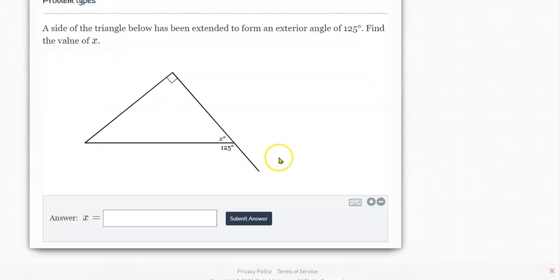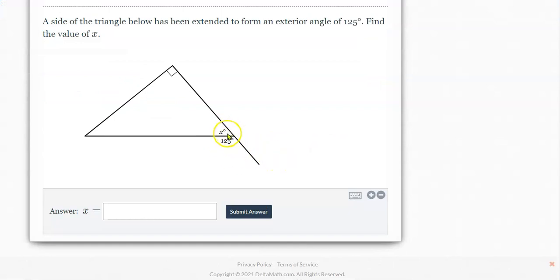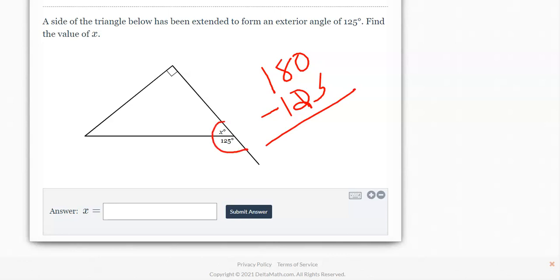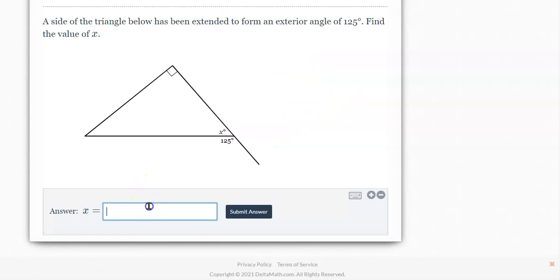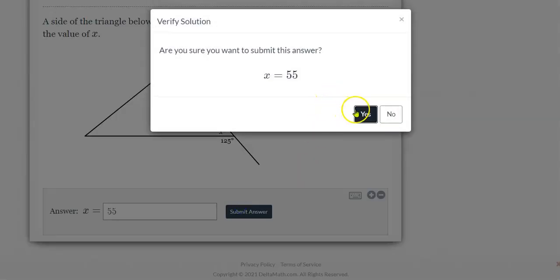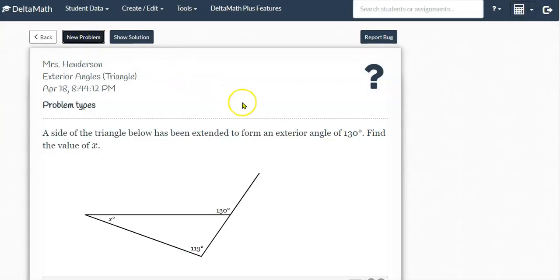Great, new problem. All right, again, these two angles right here are supplementary. So 180 minus 125. Oh, this marker doesn't like this software. 180 minus 125, and we're going to get our answer, because these two angles are supplementary. So the answer here is 55, right? So 180 minus 125 is 55. All right, let's try one more time.